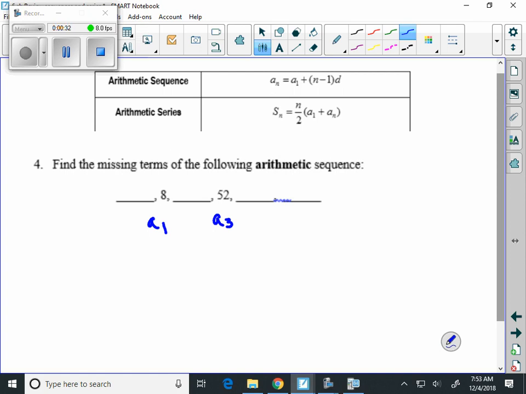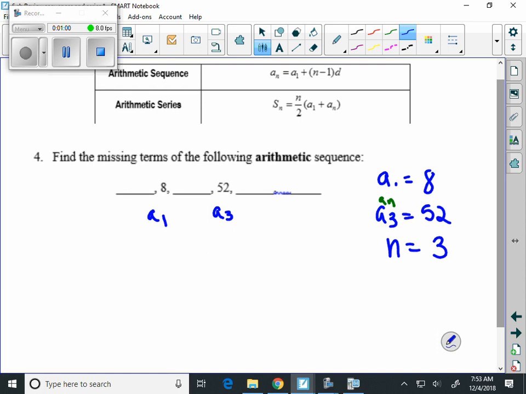And then, actually, we can use our formula to find the common difference, and then we can figure out the rest of the terms here. So once again, a sub 1 is 8, a sub 3 is 52, and a reminder that that's like a sub n, and consequently that means that n is 3. So we're going to use the first formula. It's going to be a sub 3, and I'm going to write it down.